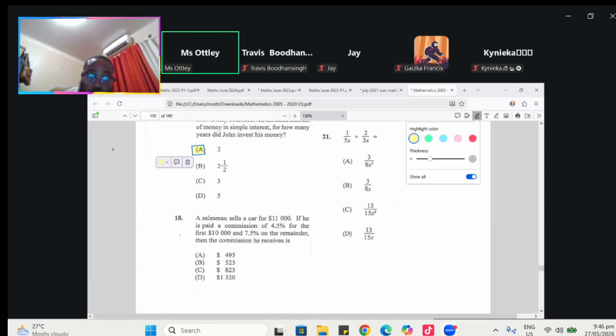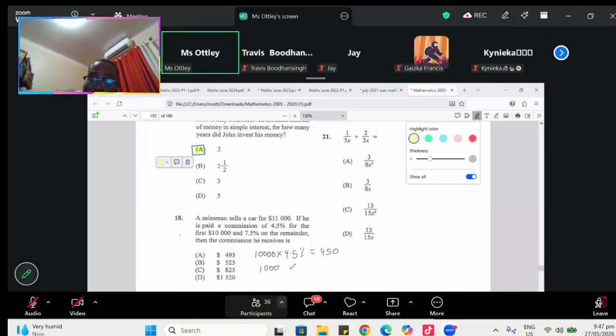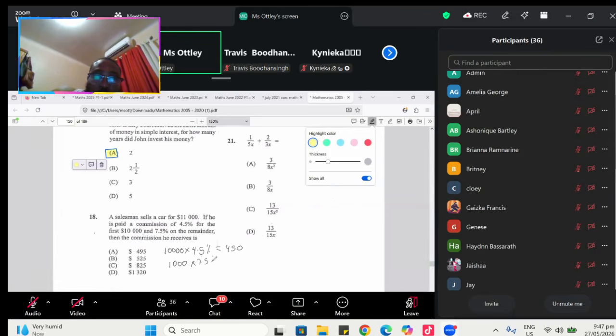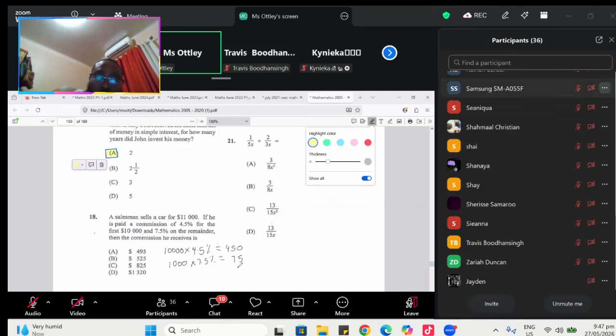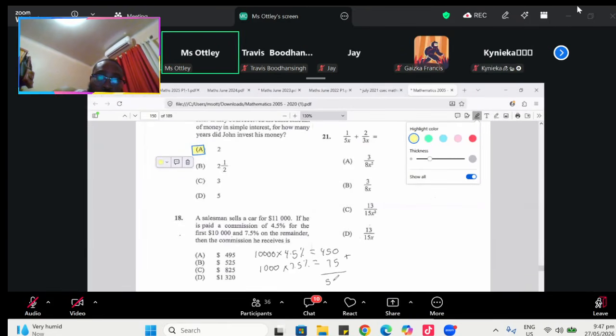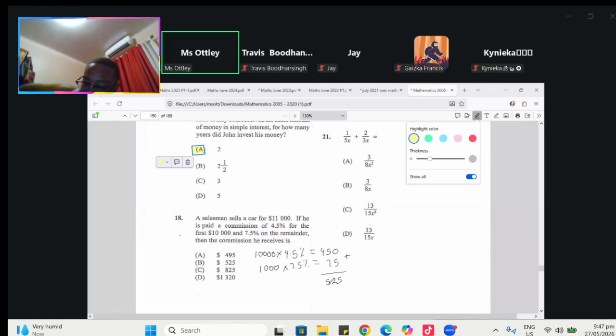So we have the first 10,000 at 4.5%. That would give us $450, right? And then we have the remaining 1,000 at 7.5%, which would give us $75. And then when we add it, we get $525. So his answer is B. Can you all see that? Makes sense.